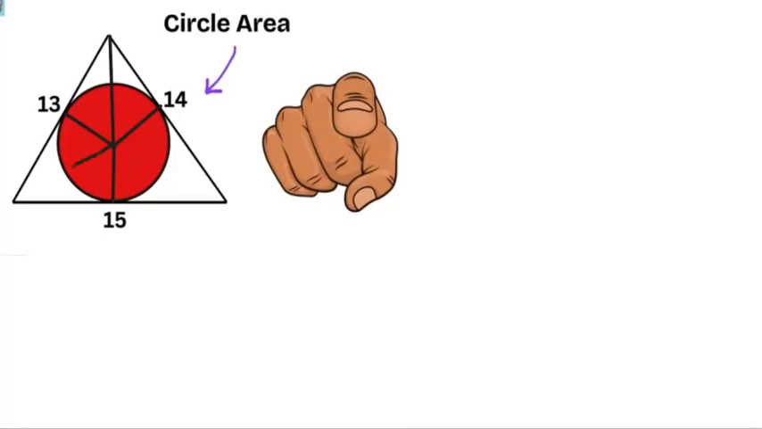Therefore, let's extend this line from here to this vertex, and also this line from here to this vertex as well. This is really cool. So let's call this triangle ABC, right? So now, let's call the center O. Then we have this radius R, this radius R, this radius R, this radius R. So we can see that this triangle has been divided into three different triangles.